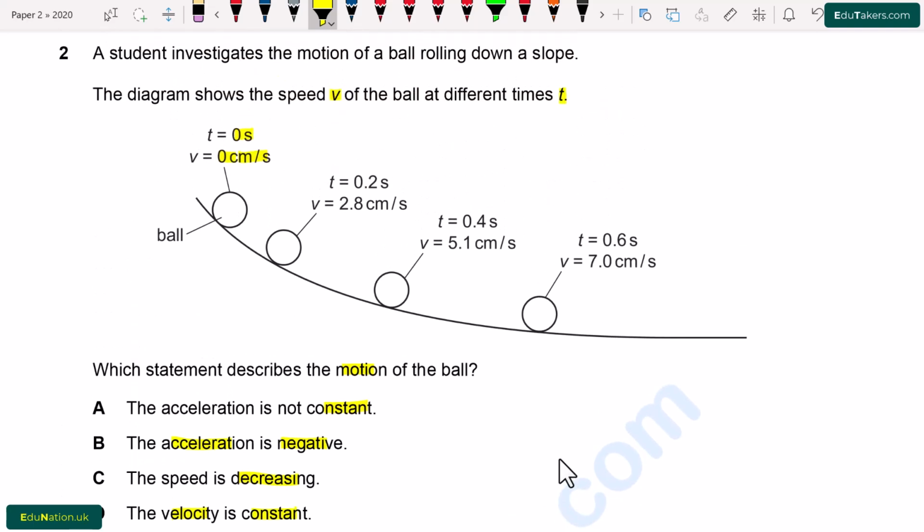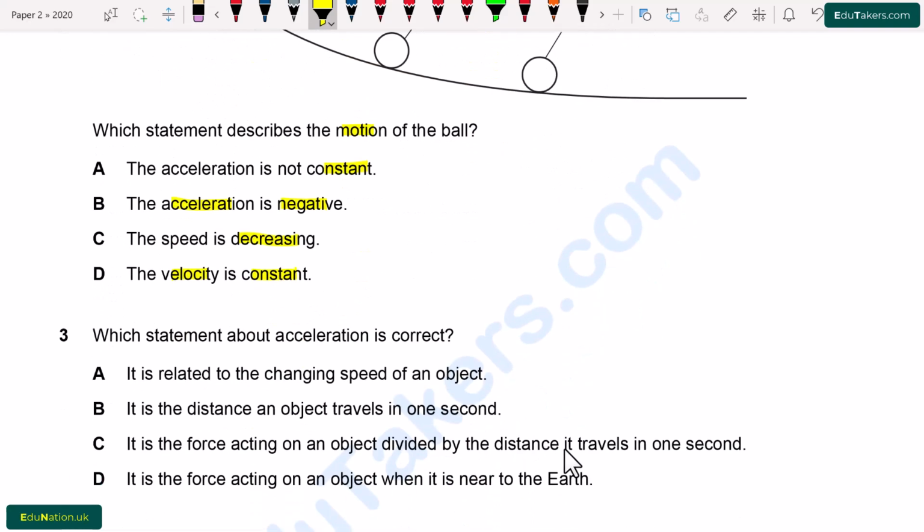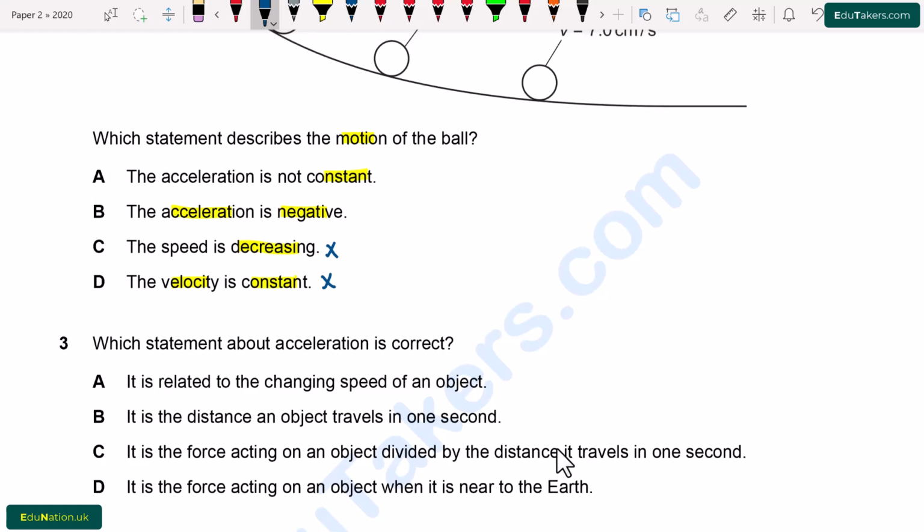So here we can see that speed is not decreasing. At 0 second, speed is 0 centimeter per second. At 0.2 second, speed is 2.8 centimeter per second. At t equal to 0.4 second, speed is 5.1 centimeter per second. It means that the speed is increasing, it is not decreasing, and it also does not remain the same. So it is not constant. From here option C and D are incorrect. Now we check the acceleration.